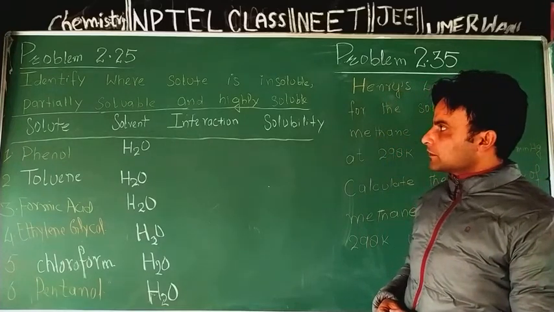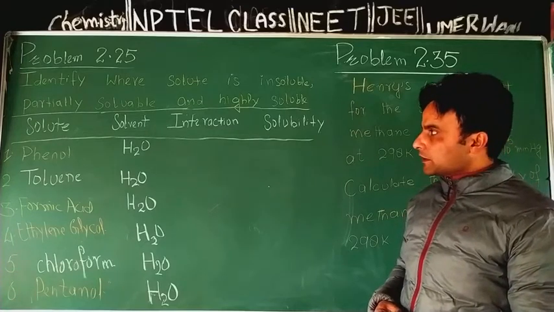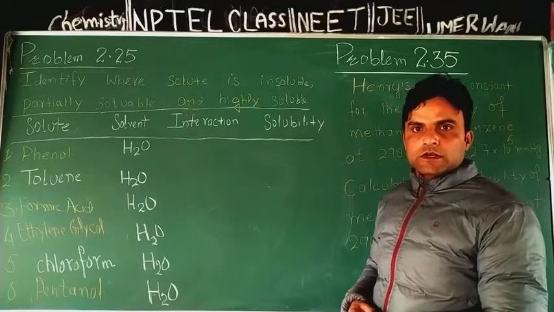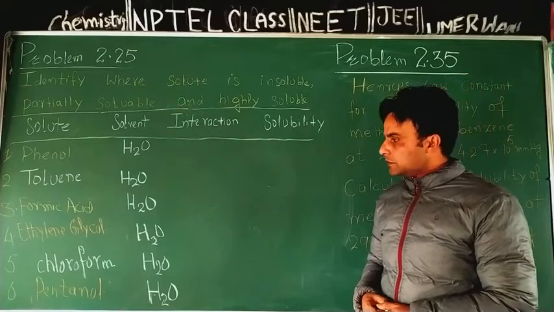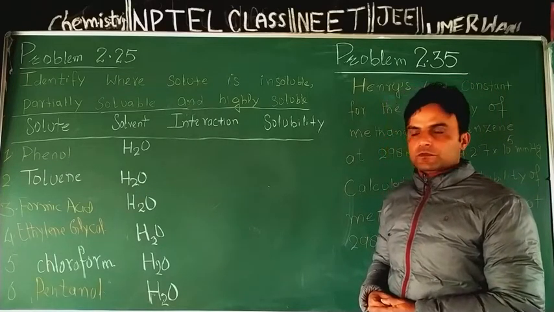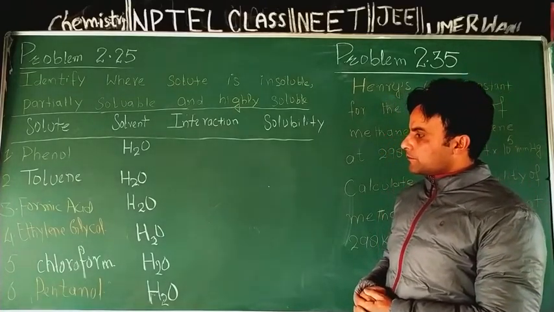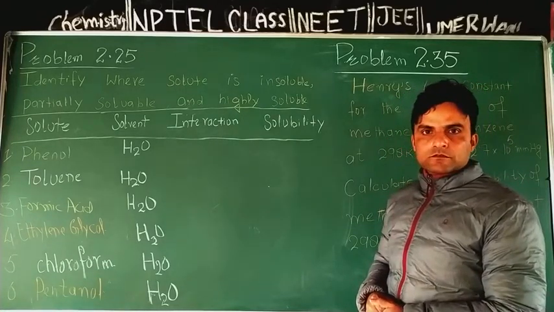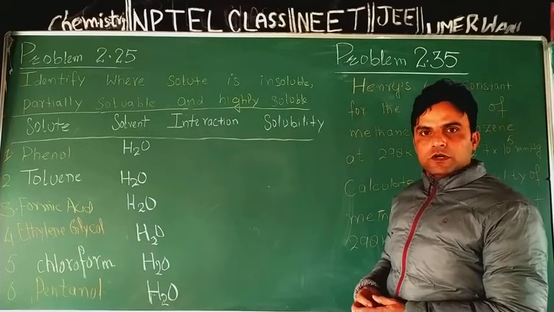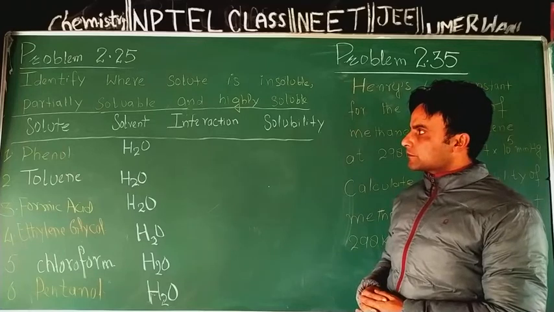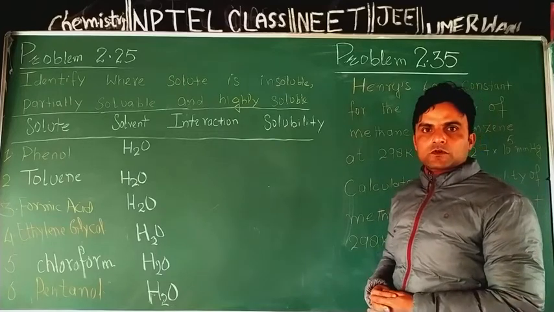We have in solution six solutes of different nature. One is phenol, one is toluene, one is formic acid, one is ethylene glycol, one is chloroform, and one is pentanol. And interesting thing is solvent for these six solutes of different nature is same, that is water.